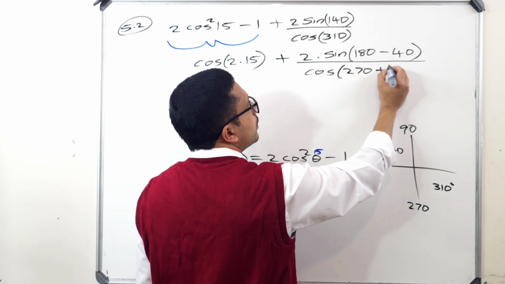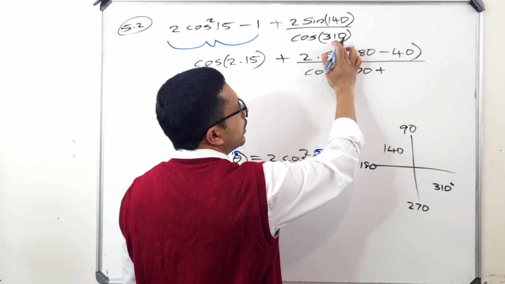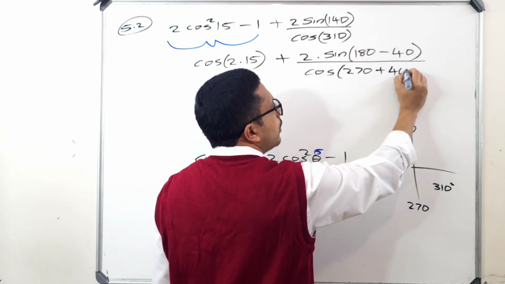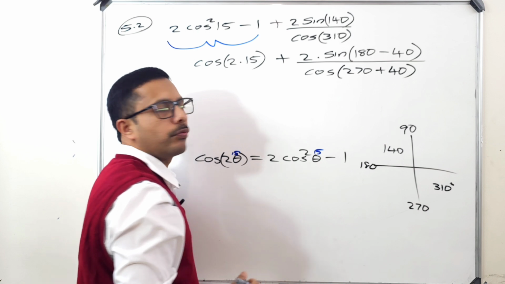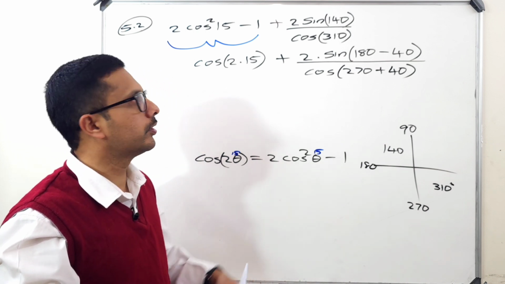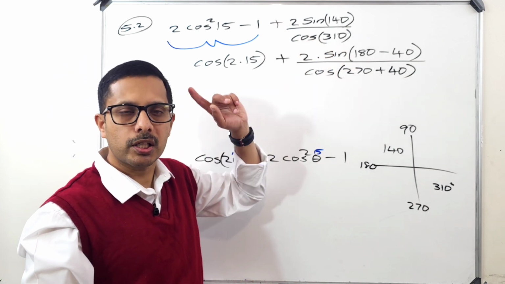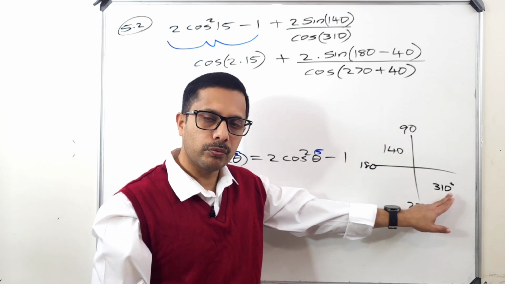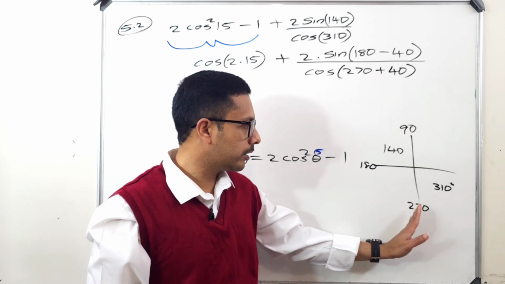270 plus what is 310? 30 plus 10, so it is 40. So 270 plus 40 is what? 310. Look at how I'm writing this. 310 is in the fourth quadrant. Fourth quadrant, how can you write?